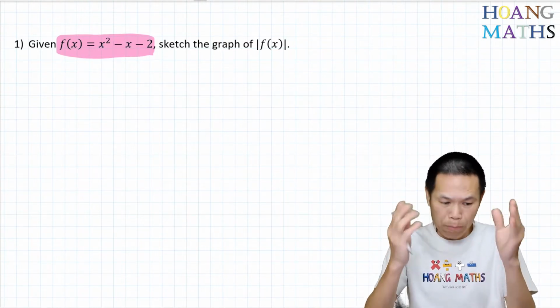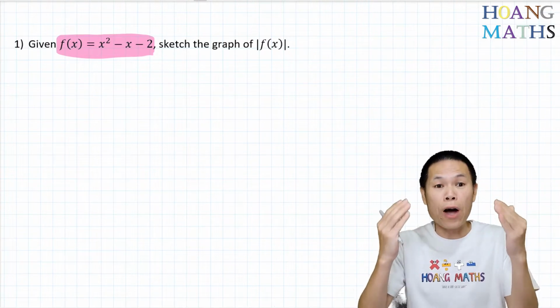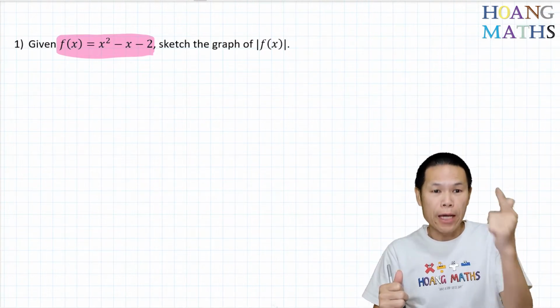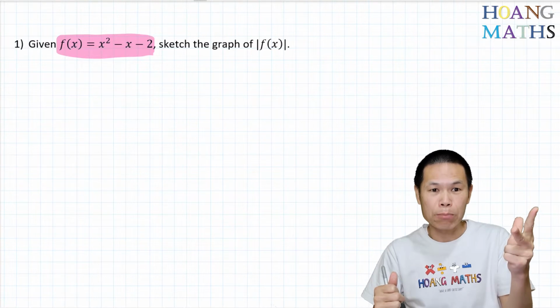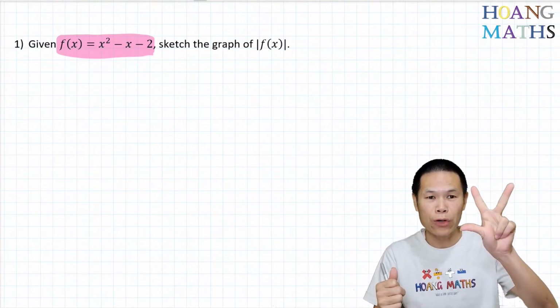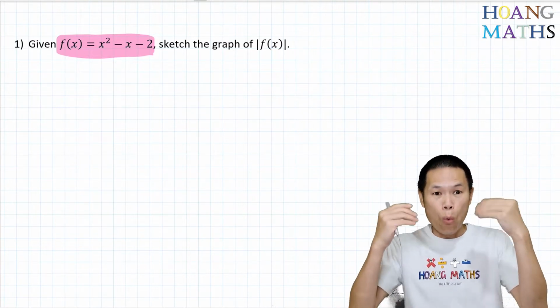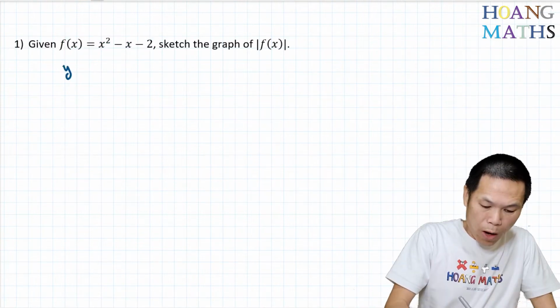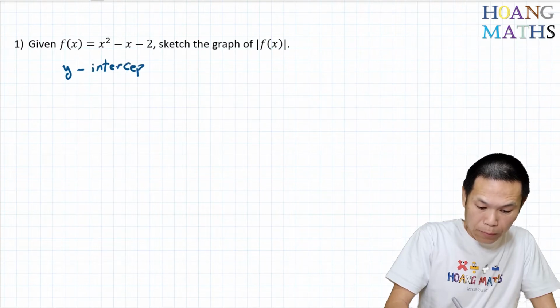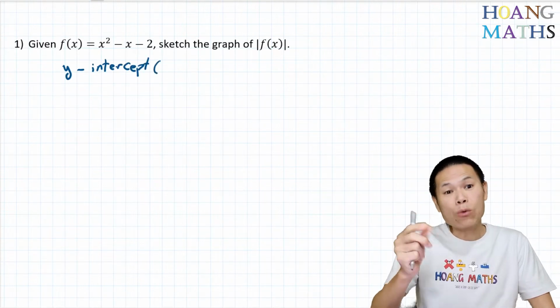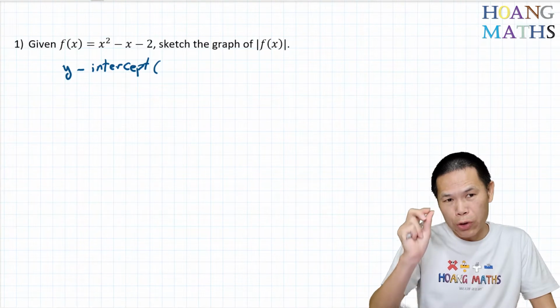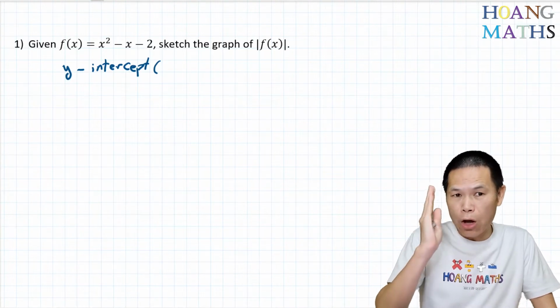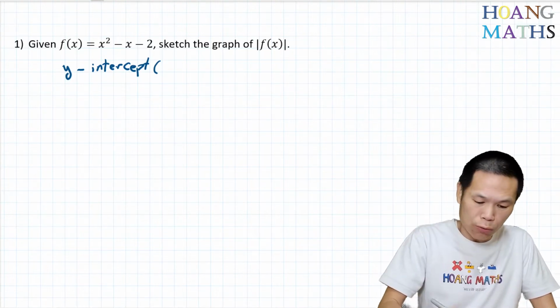To sketch the parabola, we need to find the y-intercept, the x-intercepts, and the turning point. Three things we need to do first. Let's find the y-intercept first. That means when x is equal to 0, because it cuts the y-axis. Along the y-axis, x is equal to 0.